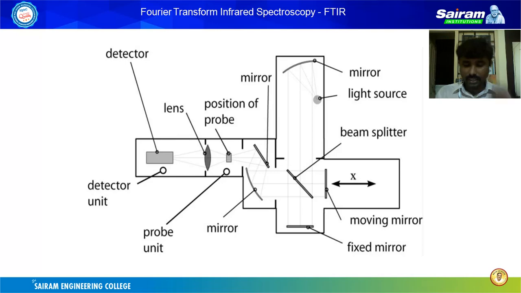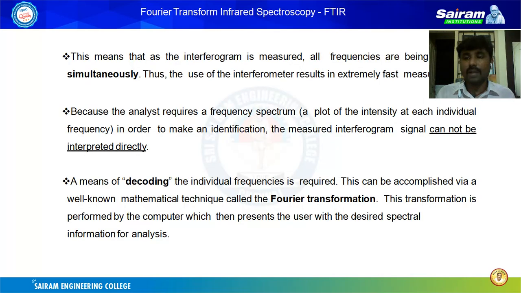The resulting signal is called an interferogram. This means that as the interferogram is measured, all frequencies are being measured simultaneously. Thus, the use of interference results in extremely fast measurements.